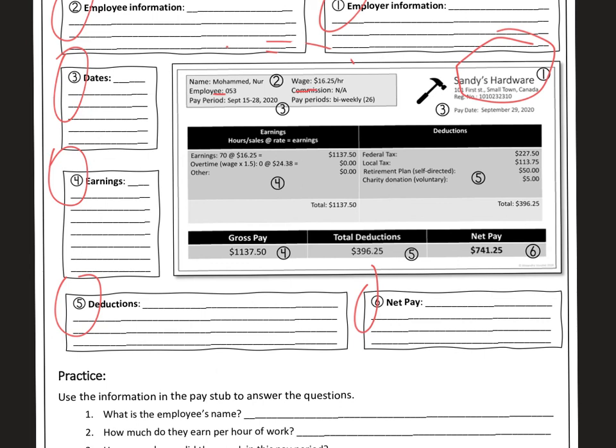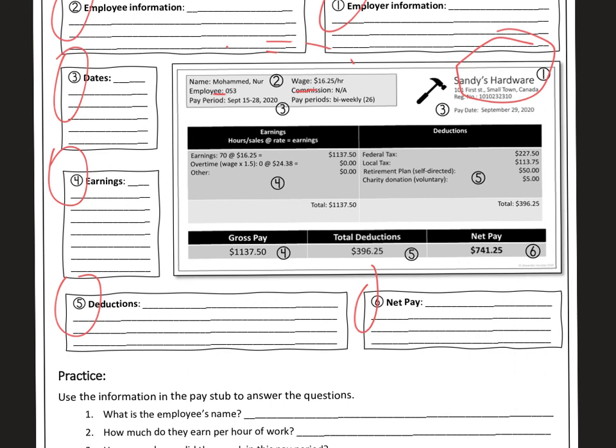And so you're just going to go around for each one of these and tell me what they refer to, and that's that. And then there's 7 questions at the bottom about the sheet, so just answer the 7 questions. What is the employee's name? How much do they earn? How many hours did they work? What was their gross pay? How much did they pay in total in deductions? What was their net pay? And then how did net pay, gross pay, and deductions relate to each other?